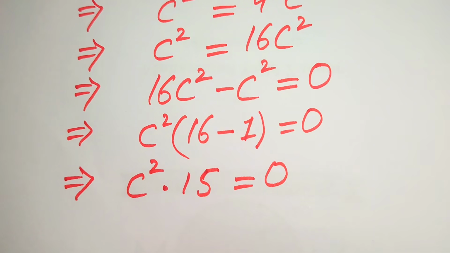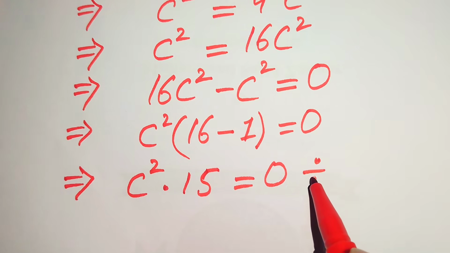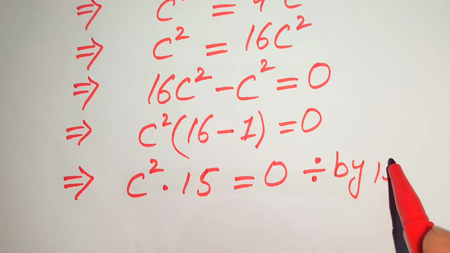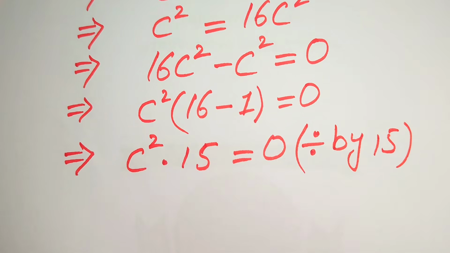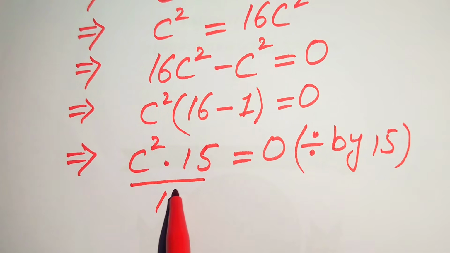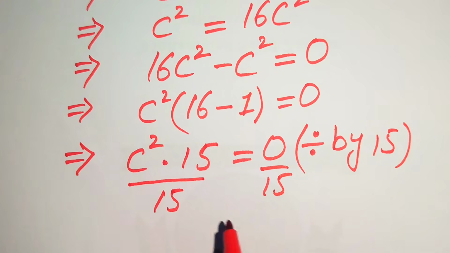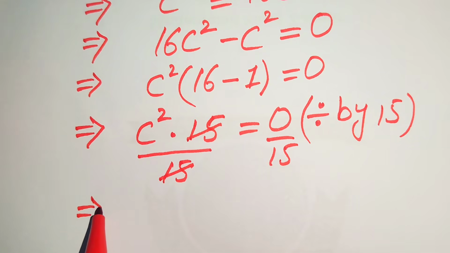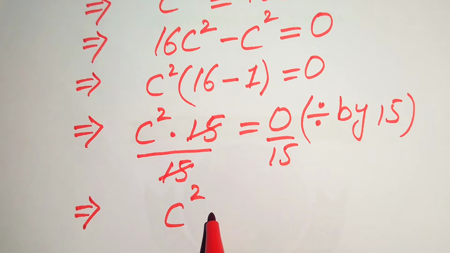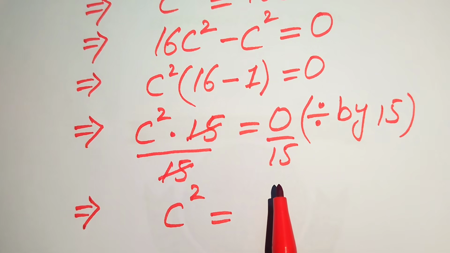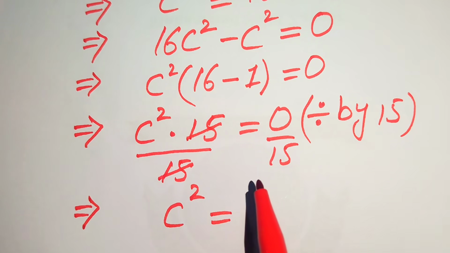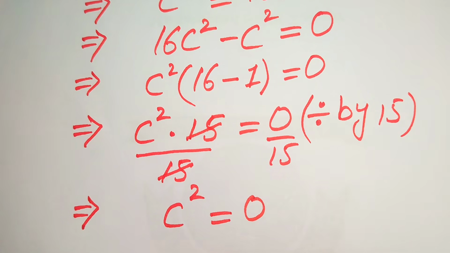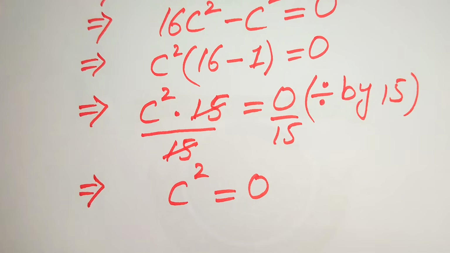And now here our target is to find the values of c. So for this we need to remove this 15 from here, so that's why we divide both of the sides by 15 on each of these terms. So when we divide by 15, it will be written in this form. So you see that this 15 and this 15 are cancelled out by each other, and we get the remaining values: from here we get c square equals 0 divided by 15. So we know that when we divide 0 by any other number, it will always give us the answer 0. So here we get c square is equal to 0.